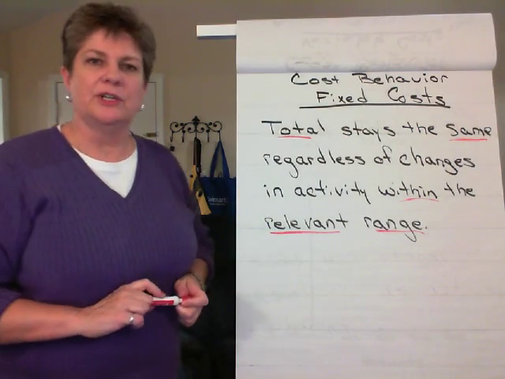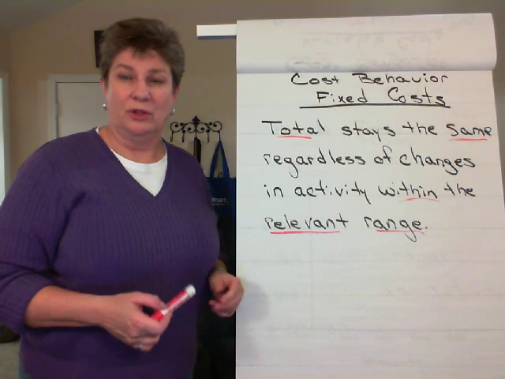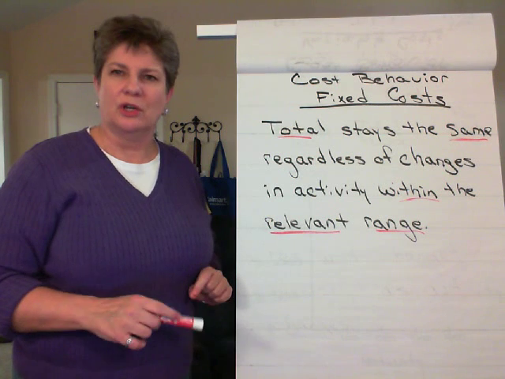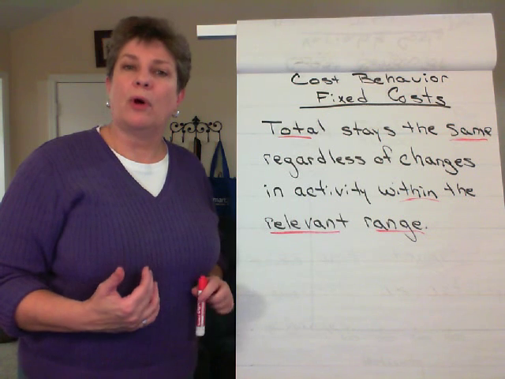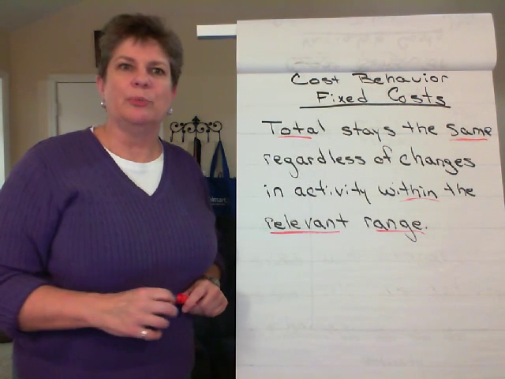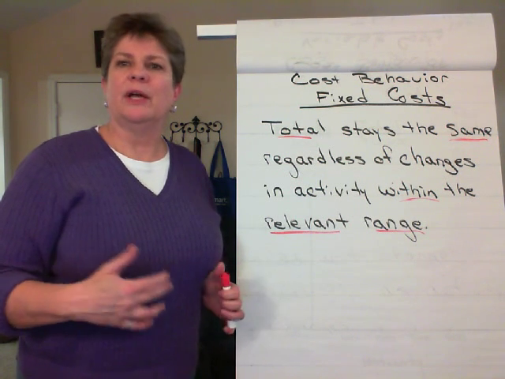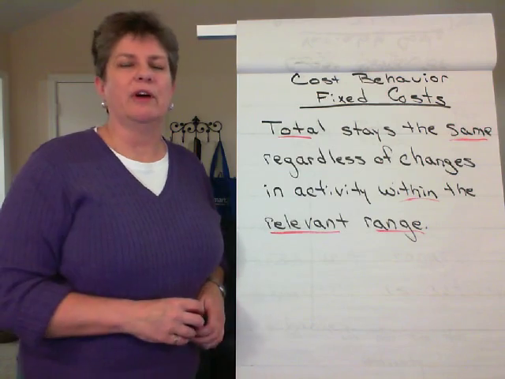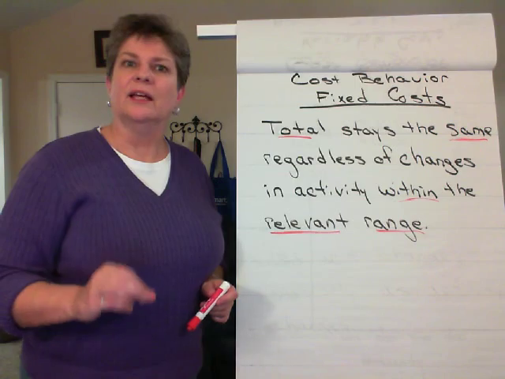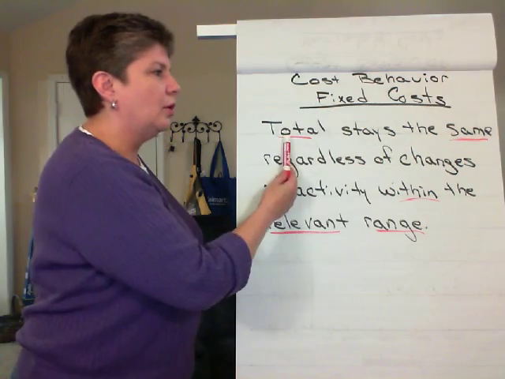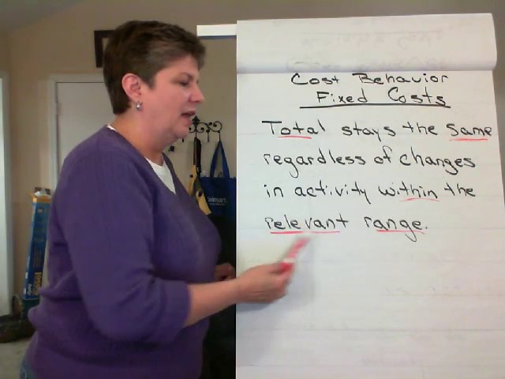Examples of a fixed cost include straight line depreciation. No matter how many units we produce during the period, our straight line depreciation is going to be the same total amount. Another example would be rent or property taxes. No matter how many units we produce during the year, our property taxes, which are not based on volume but are based on the assessed value of our property, the total of those property taxes will not change within a particular year. So again, the total will stay the same regardless of changes in activity within the relevant range.